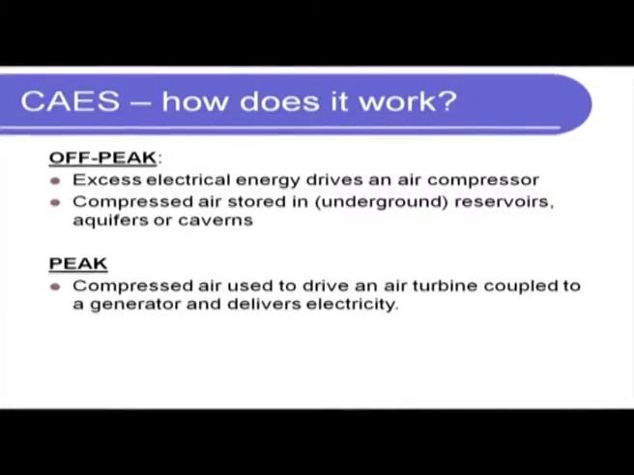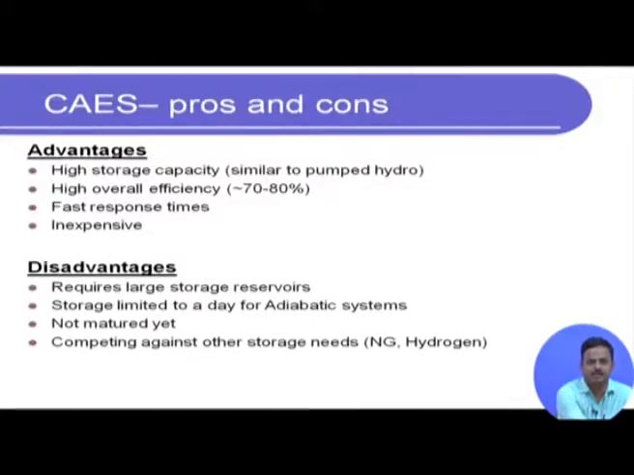So, let us just summarize what we discussed over here, how it works. Excess electrical energy during off-peak hours drives an air compressor, and the compressed air is stored in underground reservoirs. Typically, we said the abandoned salt mines are very good candidates, and the compressed air during peak hours drives an air turbine coupled to a generator and generates additional electricity. Clear? So, this is how it works, and this is what we discussed through all these diagrams.